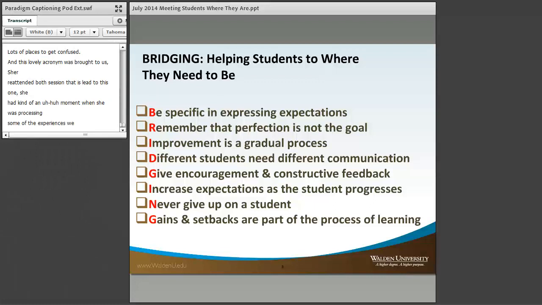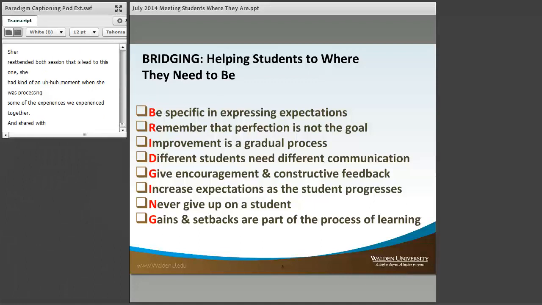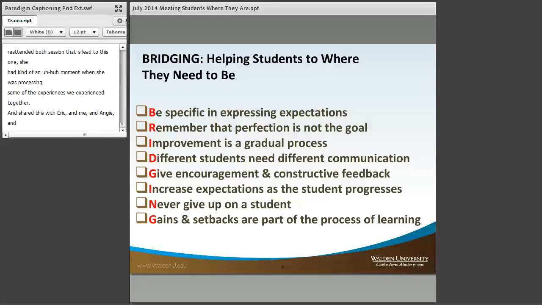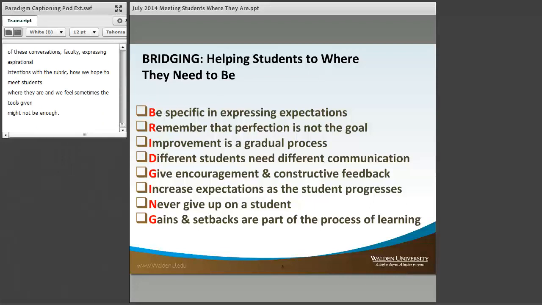She shared this with Eric Rydell and me and Angie and Alan, and we thought, that's a really neat thing to stem out of these conversations where faculty were expressing their aspirational intentions with the rubric, how we really hope to meet students where they're at, and yet we sometimes feel that the tools that we're given might not quite be enough. So this was sort of a bridge slogan that came to her that she shared with us that we wanted to share with all of you.